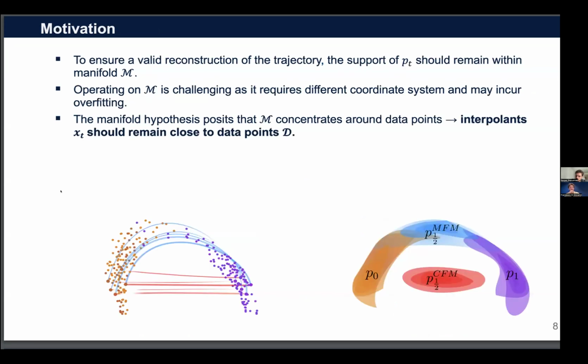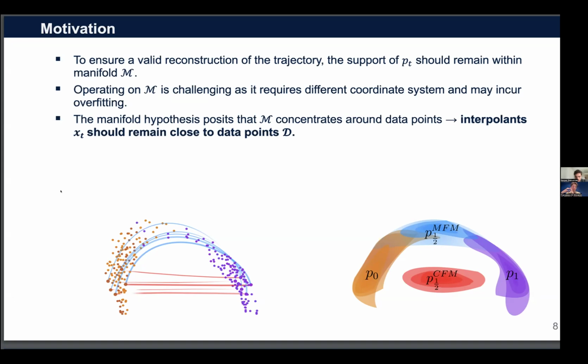The problem is that operating on a manifold is typically challenging. You need different charts, different coordinate systems, and people have even observed that when you define a generative model on a lower dimensional space, this may incur overfitting. So we would like to avoid this extra overhead of characterizing what a manifold actually is. To circumvent such an issue, we adopt a perspective that is typically called metric learning, where you don't change the ambient space, but you change the geometry of the ambient space. So in other words, we don't really need to know where the manifold is.